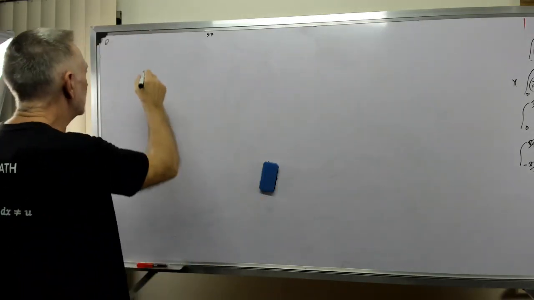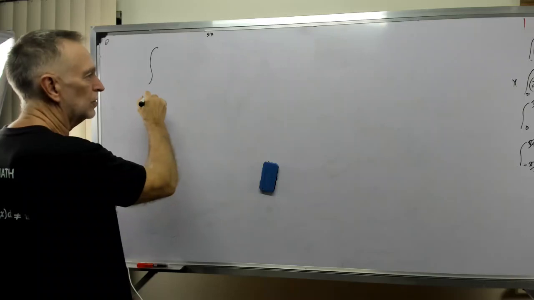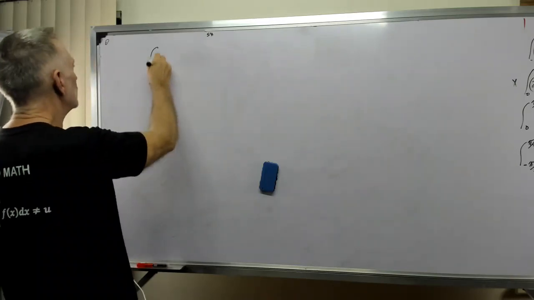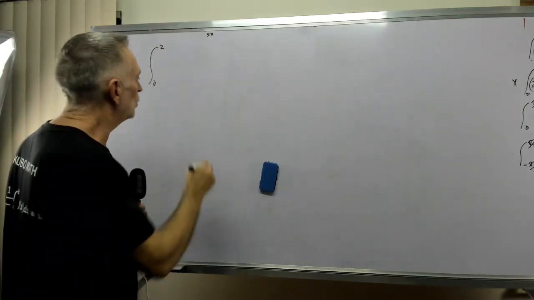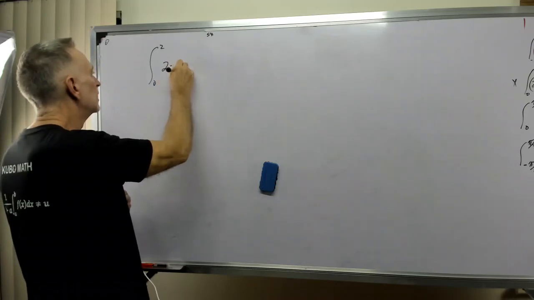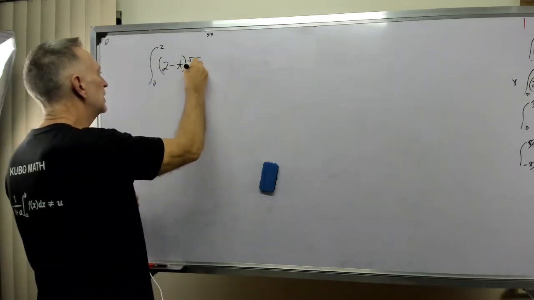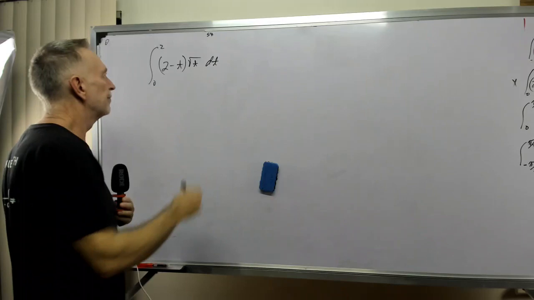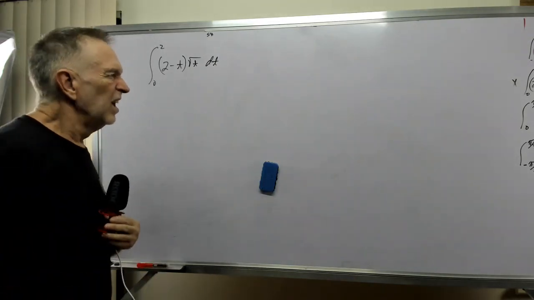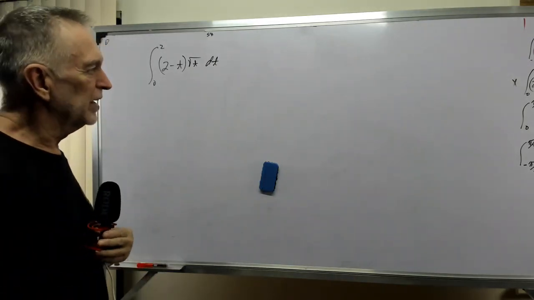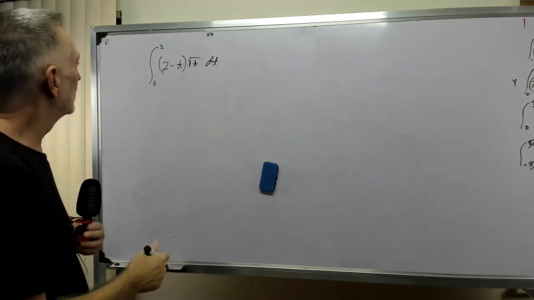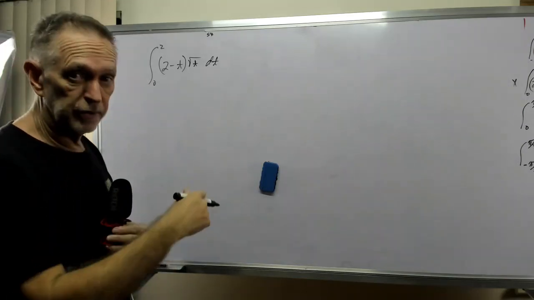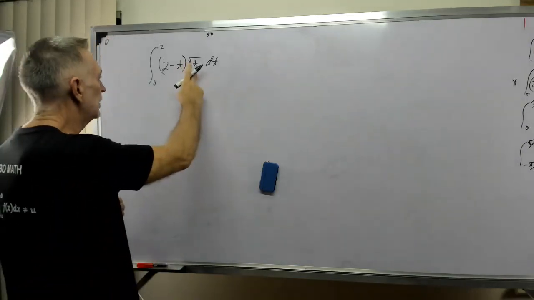Whoa, here's a kind of a cool one. The integral from 0 to 2 of (2 minus t) times the square root of t dt. Well, don't let all the t's in that freak you out. Let's just distribute this t into that.